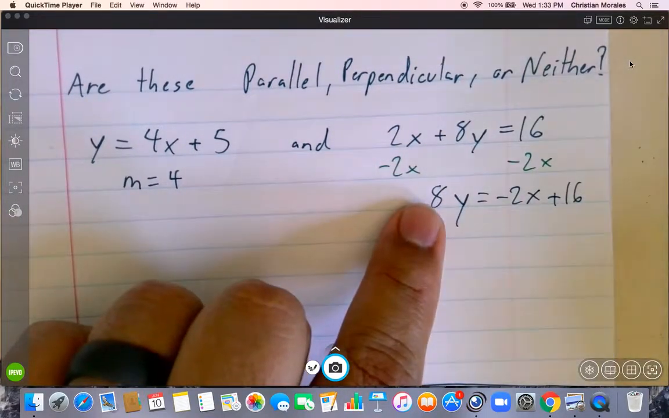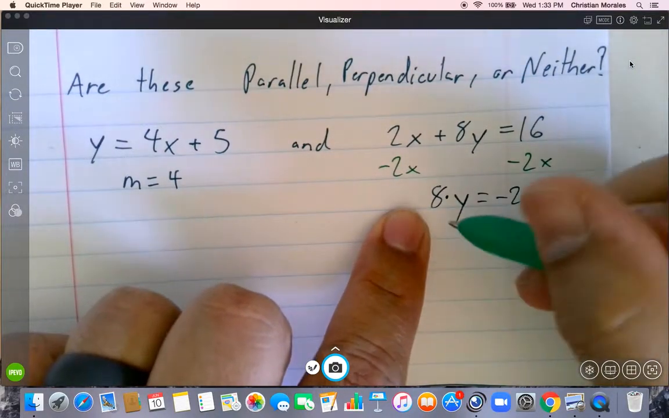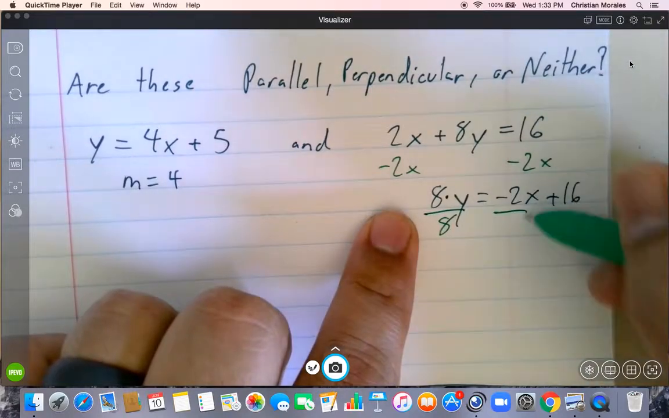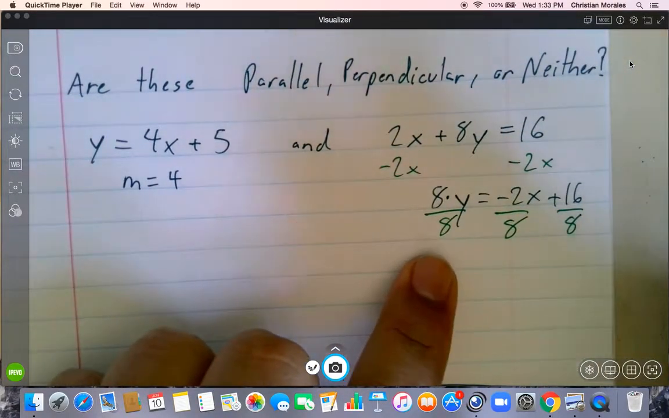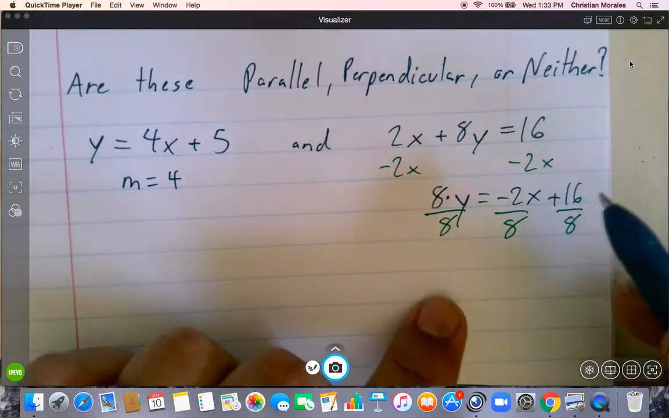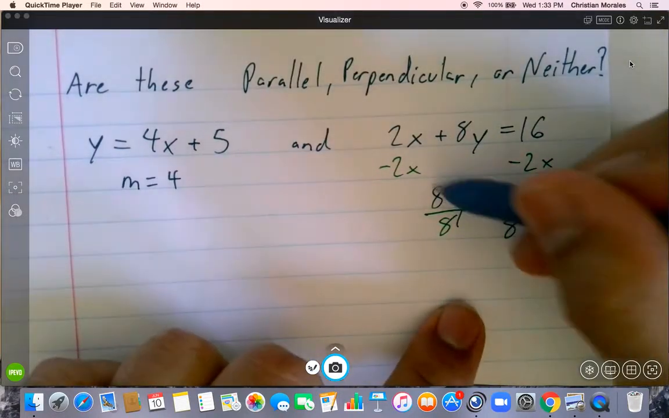Okay, now we got to get rid of that 8. So that 8 is multiplying. The inverse of multiplying is dividing, but you have to divide everything by 8. And this is where I don't use decimals for this, guys. Do not use decimals when you're changing this. Simplify it as a fraction.